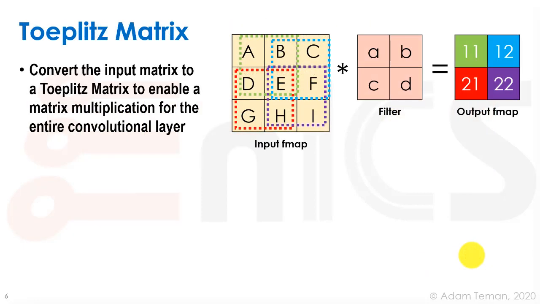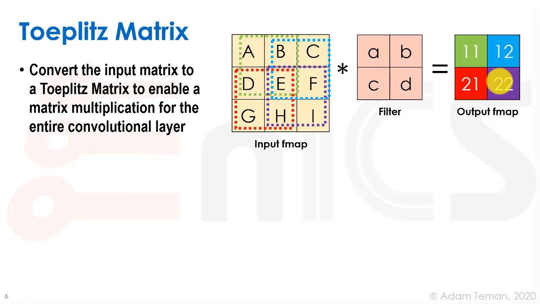It's actually much easier if we rearrange our matrix to do this in a nice way and do it with a simple matrix multiplication. We can convert our input matrix to what's called a Toeplitz matrix, and this enables a matrix multiplication for the entire convolutional layer. Here we have our input map, and here we have our filter, and we're going to slide this 2 by 2 filter over this 3 by 3 input map. It's going to have 4 positions: the green one, the blue one, the red one, and the purple one, and they correspond to the green, blue, red, and purple output maps.